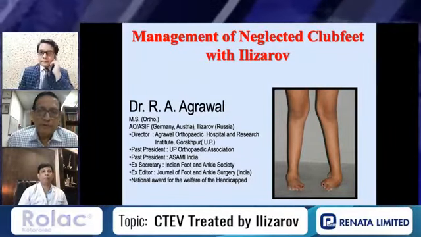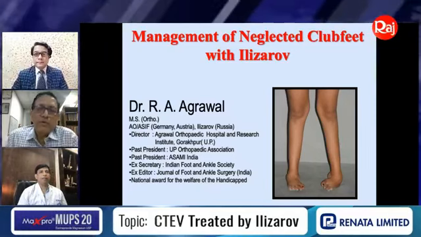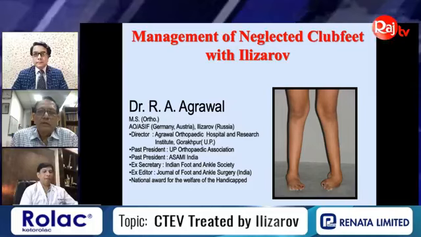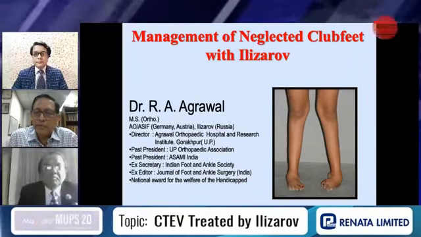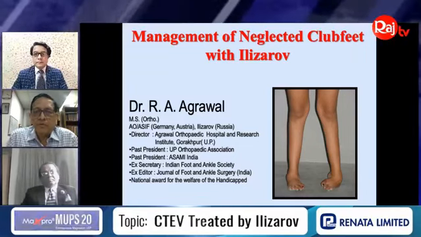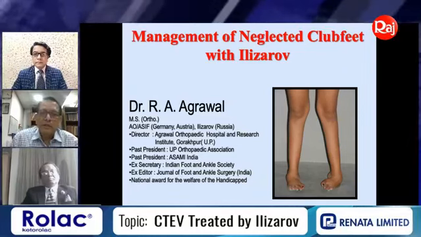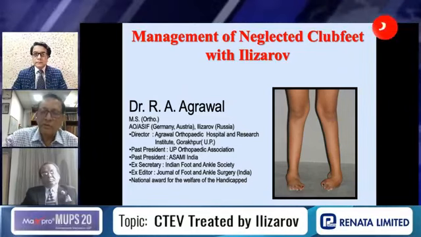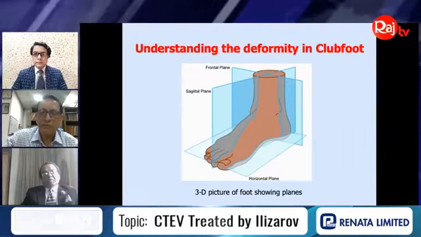So, for a very, very long time, there was a lot of confusion about how to manage the neglected club foot. So, the Ponseti came, and then the treatment of the club foot started. I tell you, this is the marvelous surgery, and this is the best thing which a person can add to treat the neglected club foot.